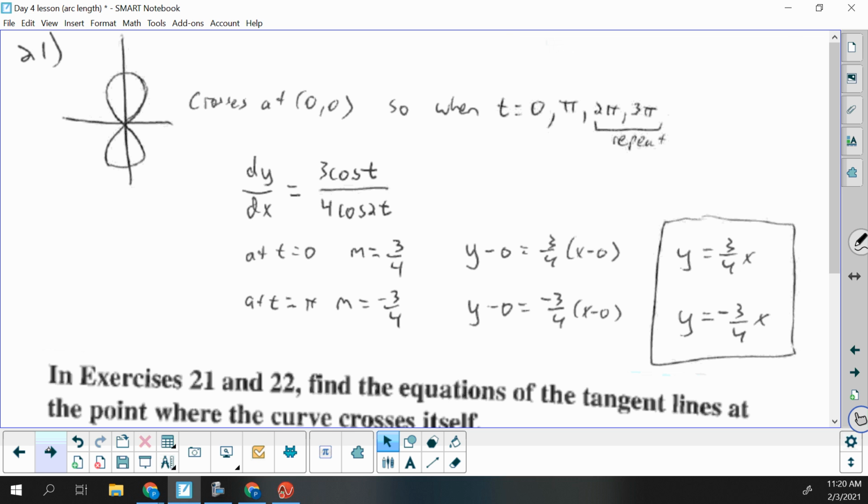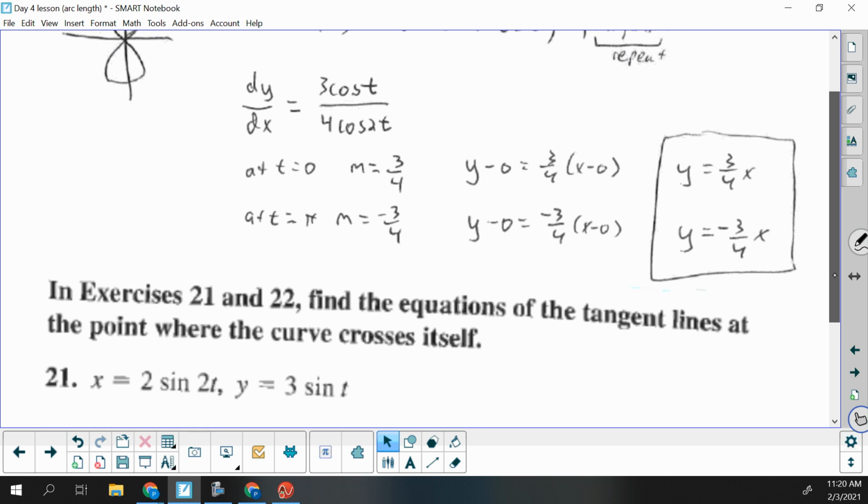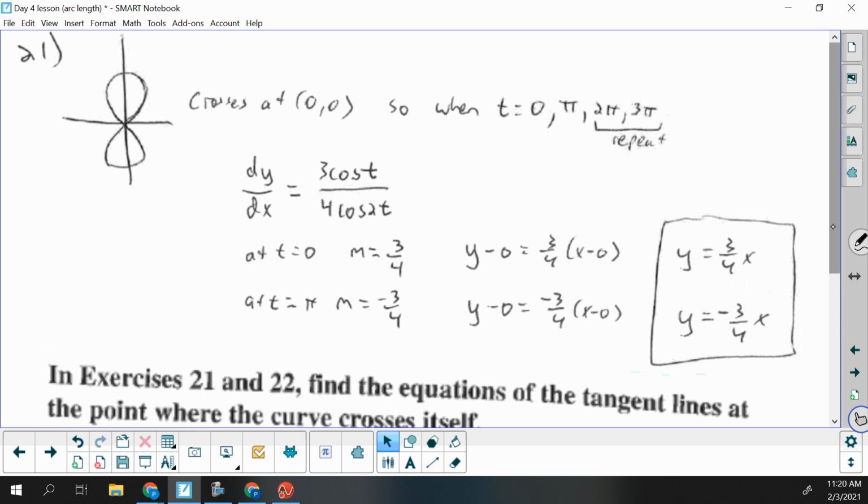For 21, we end up crossing twice. We're crossing at 0, 0, based on our originals, because the y has to be 0. So that would be when sine is 0, pi, 2 pi, and so on. It takes pi for it to go around once, so the 2 pi and 3 pi are repeats. So we're only going to do it at t equals 0 and t equals pi.